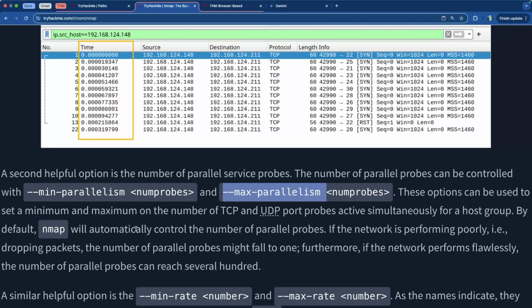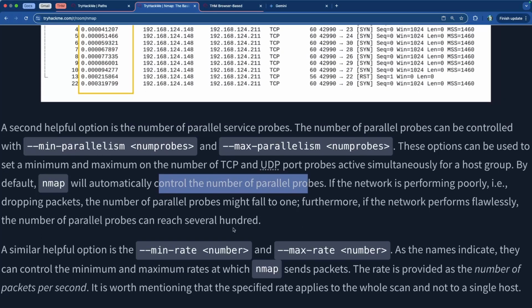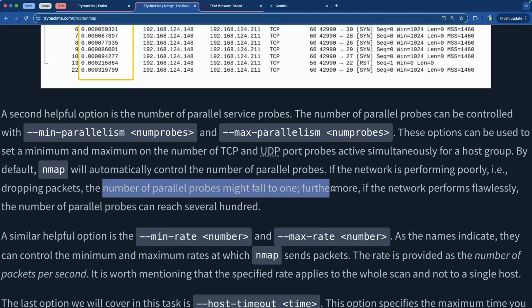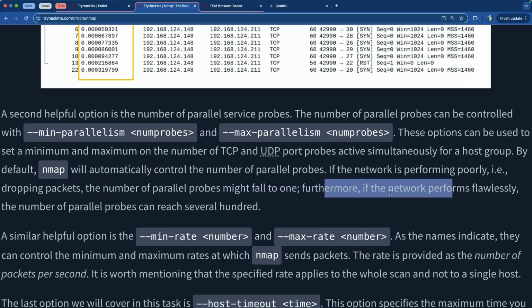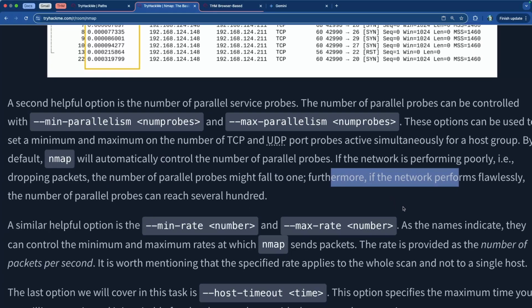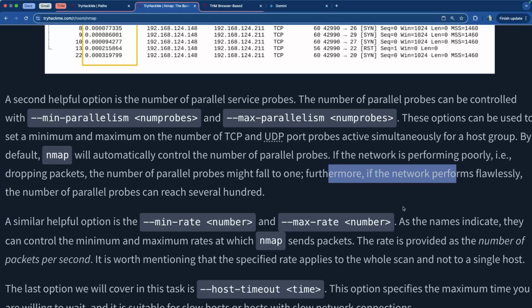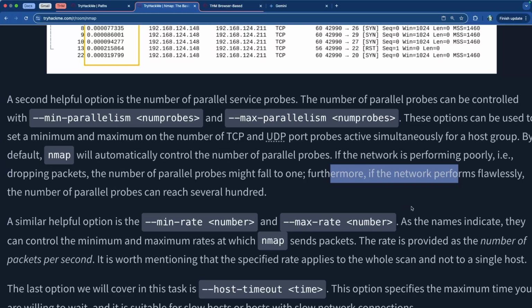By default, Nmap will automatically control the number of parallel probes. If the network is performing poorly, dropping packets for example, the number of parallel probes might fall to 1. Furthermore, if the network performs flawlessly, the number of parallel probes can reach several hundred, meaning there are several hundred probes going out at the same time trying to find these various open ports for you, which is why you can have quick responses, or as quick of a response as you can.